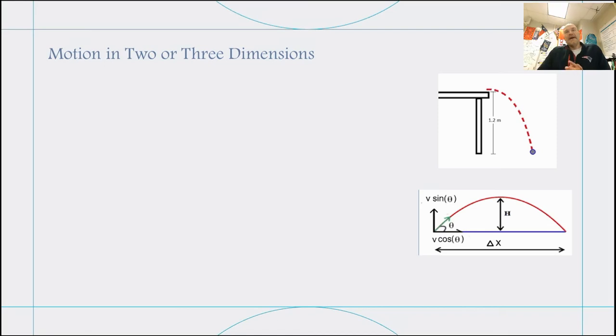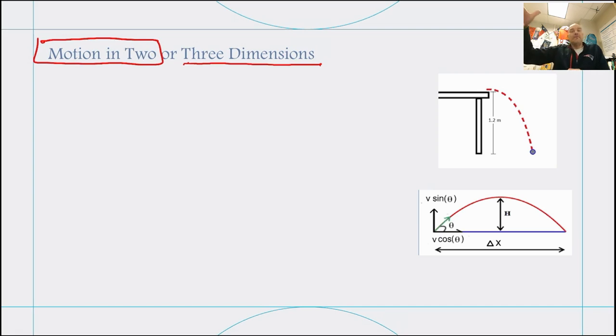Hi, welcome to the last topic here in Unit 1 for AP Physics C Mechanics. This is topic 1.5, motion in 2 or 3 dimensions. In an algebra-based course, we really just talk about it in 2 dimensions. But here in a calculus-based course, we sometimes may have to bring in the 3rd dimension. So this is why we talked about scalars and vectors way back in topic 1.1.